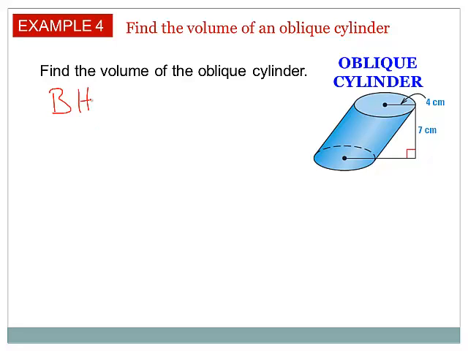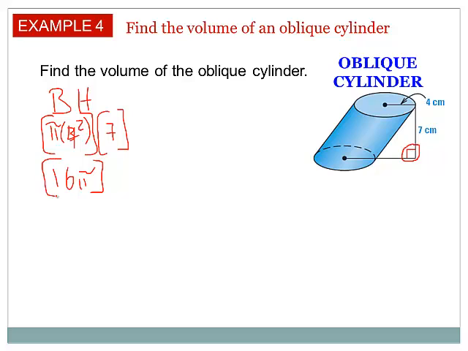So again, in this case, we know that we have pi times the radius, which is 4, quantity squared, times the thickness, which in this case is 7. That's how high it is because we're dealing with a right or perpendicular segment. That always has to be the height or the thickness. Always has to be a right angle created. So if you do this, you get 16 pi times 7, which gives you 112 pi.